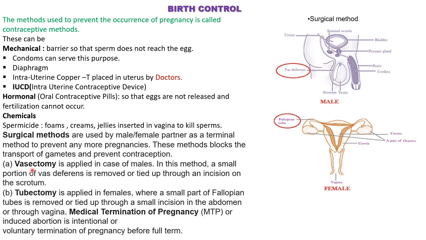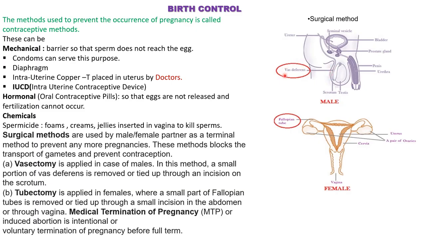So let's take the first method, that is vasectomy. Vasectomy is applied in the case of males. Here you can see vas deferens and vasectomy. Ectomy means you are cutting it. So you cut a piece of the vas deferens from here, so the sperms which are produced cannot go through the vas deferens and cannot reach the egg, because you have cut the way of the sperm. A piece of the vas deferens is cut from here, and then these two ends of the vas deferens are tied. So it is removed and tied up through an incision on the scrotum.